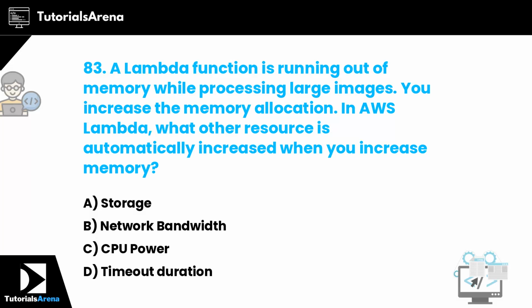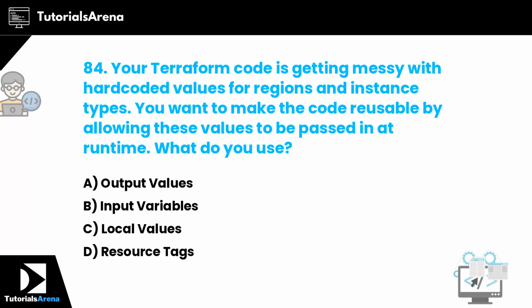83. A Lambda function is running out of memory while processing large images. You increase the memory allocation. In AWS Lambda, what other resource is automatically increased when you increase memory? Answer is C, CPU power. 84. Your Terraform code is getting messy with hard-coded values for regions and instance types. You want to make the code reusable by allowing these values to be passed in at runtime. What do you use? Answer is B, input variables.